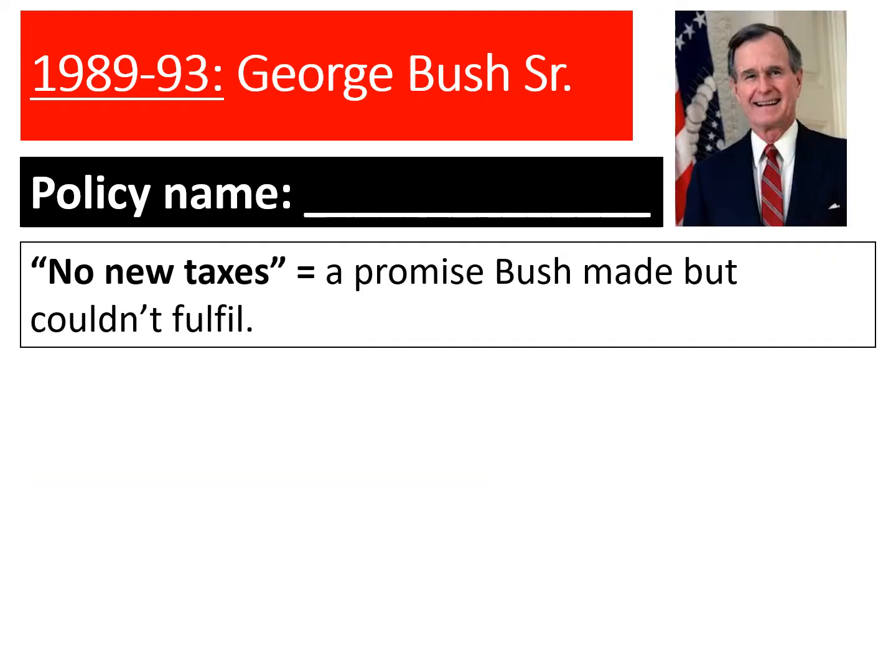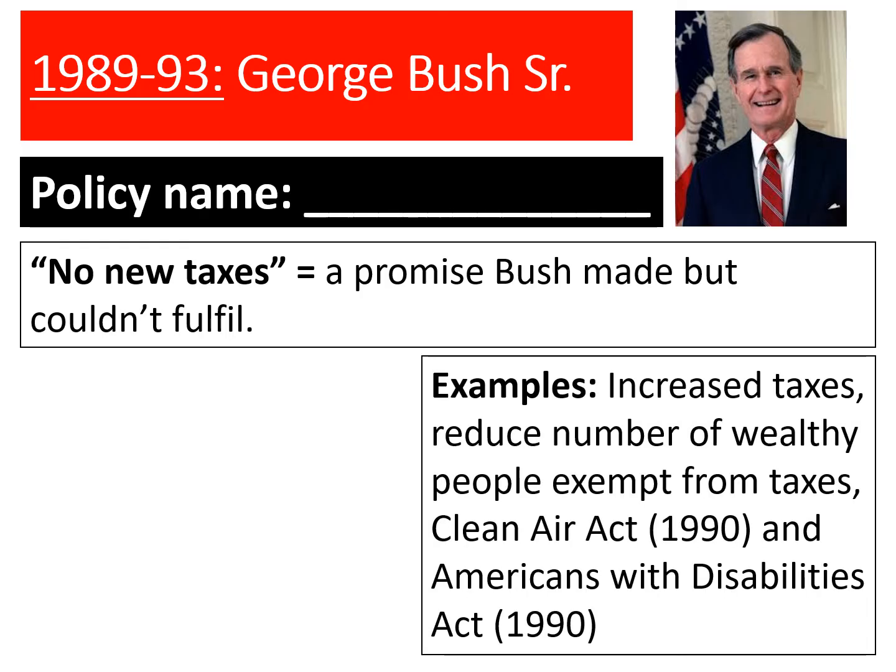Okay, George Bush. He's a Republican president from 1989 to 93. There is no official name for his policies, but there was a famous quote when he was running for president. He said, "Read my lips, no new taxes," which was a promise he made but couldn't fulfill. So he actually increased taxes during his time as president because the deficit and the budget needed to be balanced. He reduced the number of wealthy people, however, that were exempt from taxes, so more people that had money were being taxed. He passed the Clean Air Act and the Americans with Disabilities Act.